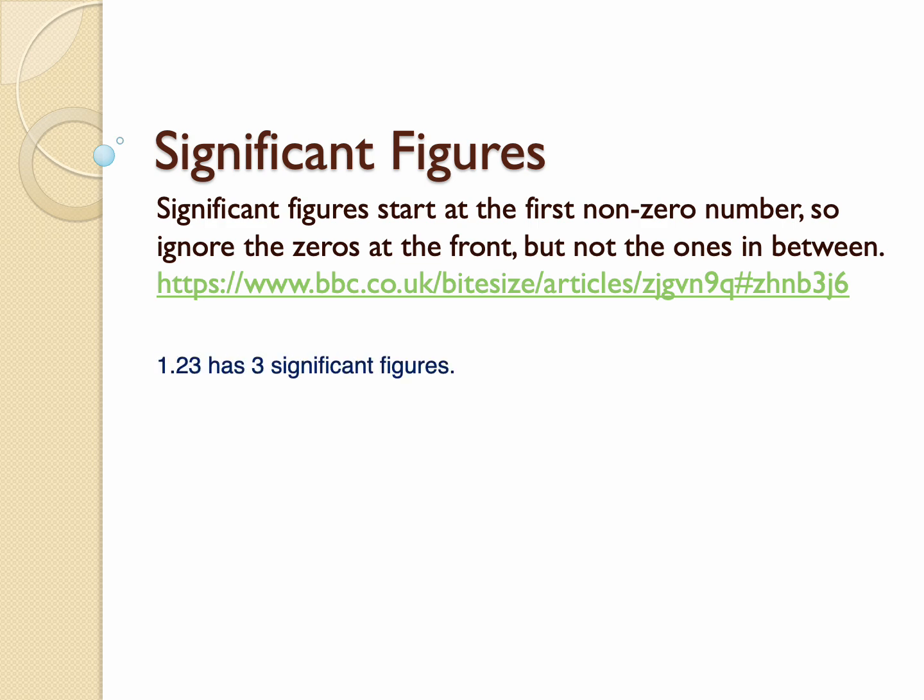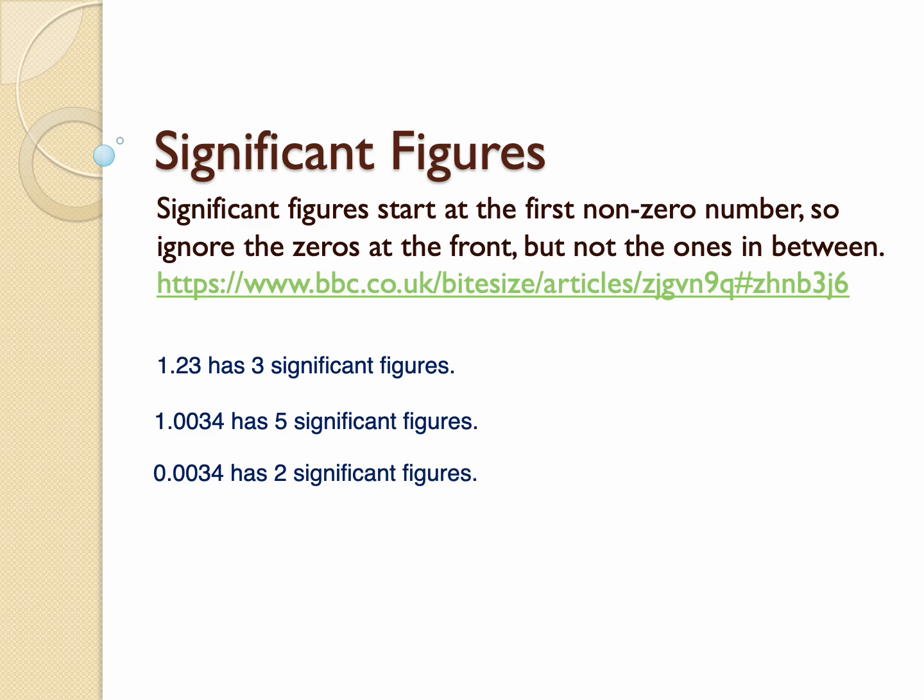For example, 1.23. In 1.23, the first non-zero digit is 1 and there are two more. So there are three significant figures in 1.23. Similarly, 1.0034 has 1 up front and has 4 more digits after that. So in total, there are 5 significant figures.